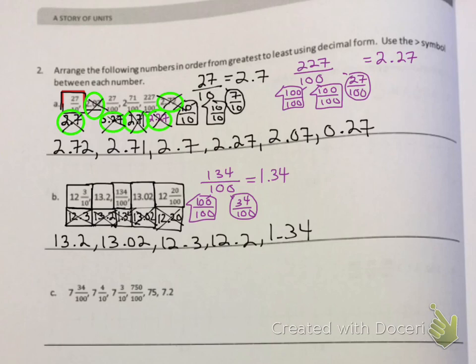All right, we are going to continue doing the same exact thing that we just did for the other ones. We're going to highlight each of these, and we're going to make them into decimals. So 7 and 34 hundredths. Pretty simple. Not too bad. This next one is going to be 7 and 4/10. Not too bad. This one's simple too. 7 and 3/10.